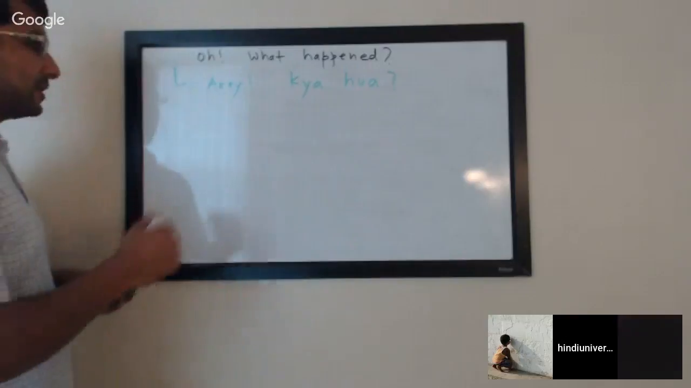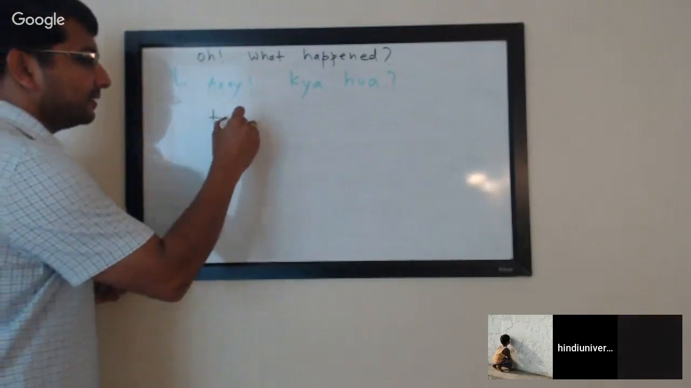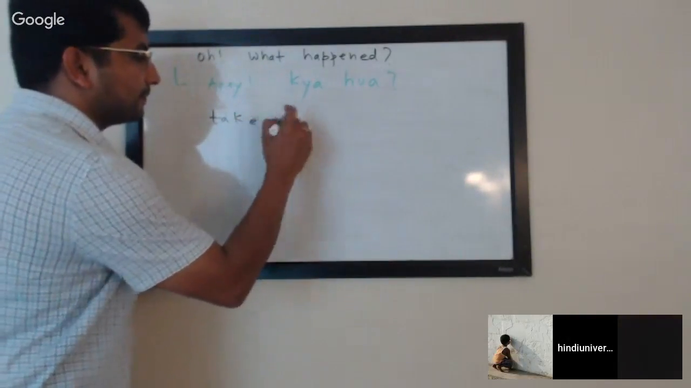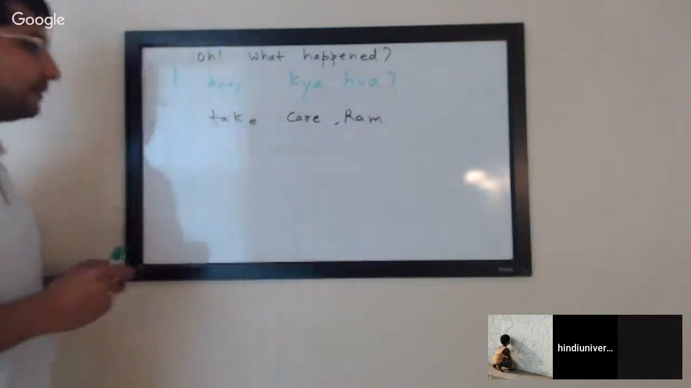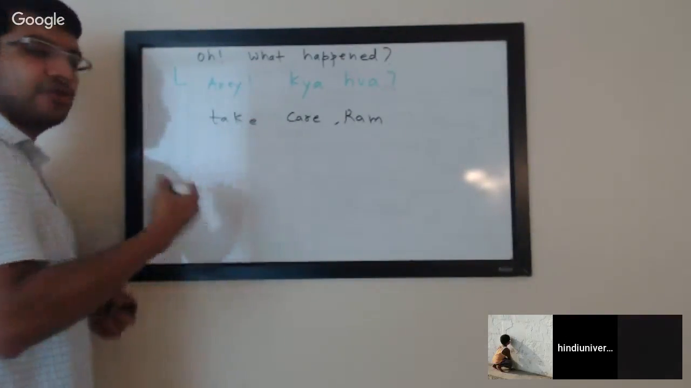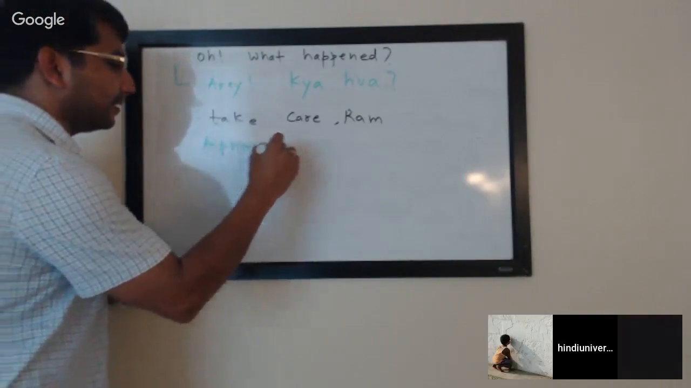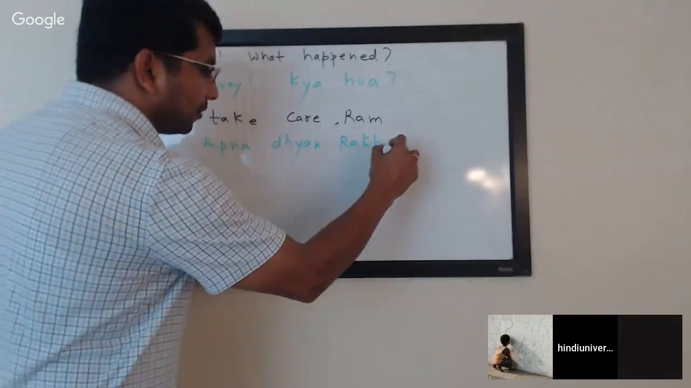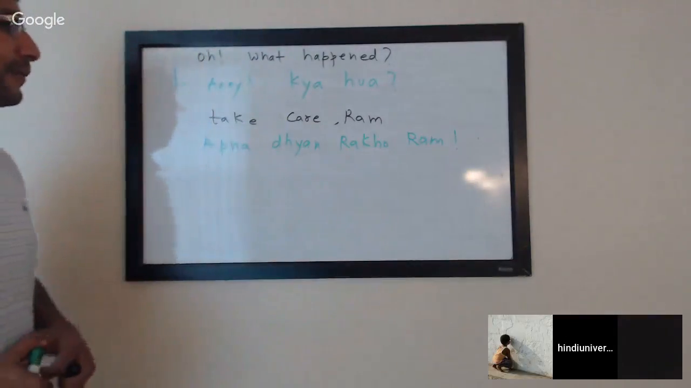You were saying, "Are kya hua?" And then, "Take care." Take care, Ram. How will you say that? Apna khyal rakhna, Ram. In this case, because you're a friend, you can be a little bit informal. Apna dhyan rakho, Ram. What else do you want to know before Ram responds?